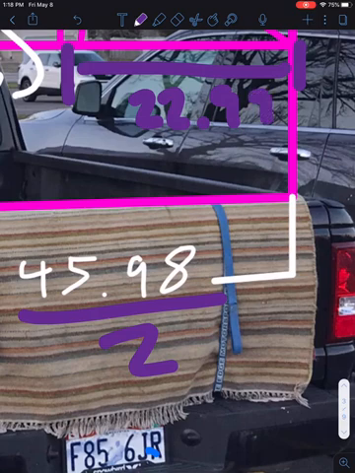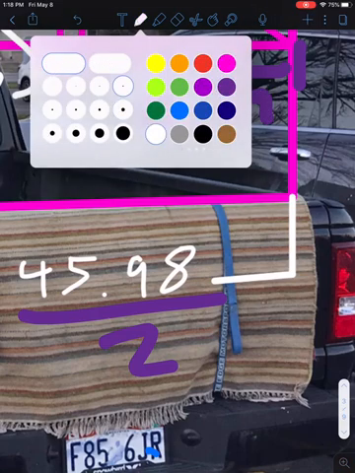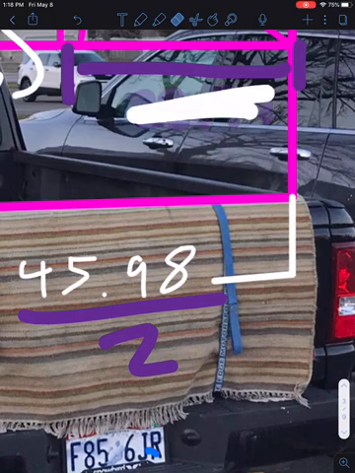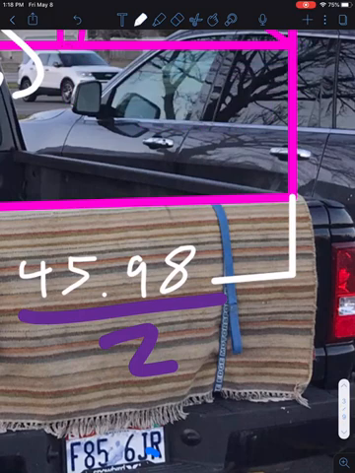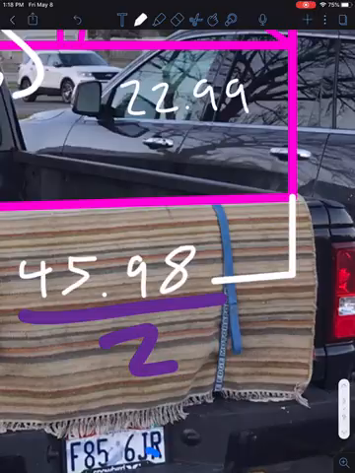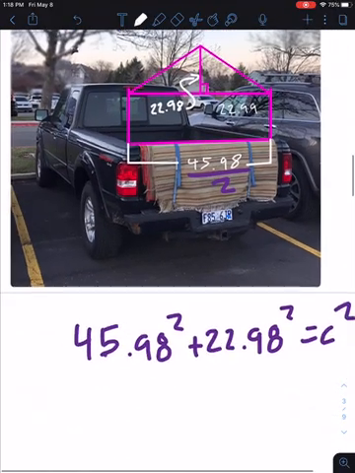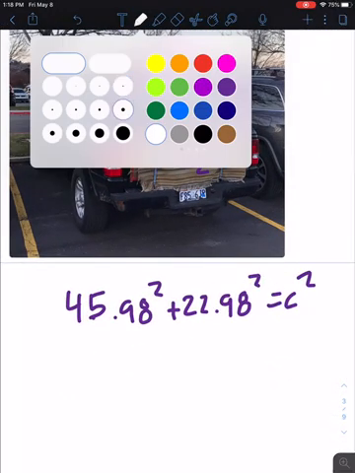And perhaps I should use a thinner pen on this. I'll go with white because everything else is in white and it goes well against that background. All right, so this was actually 22.99. All right, so can't use white down here. Time to go back to purple.